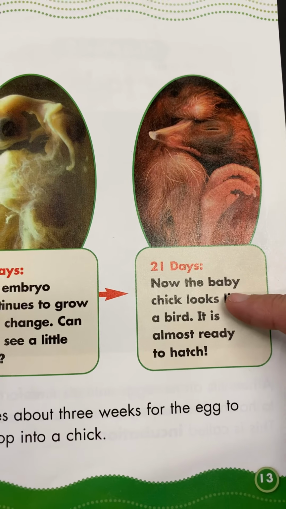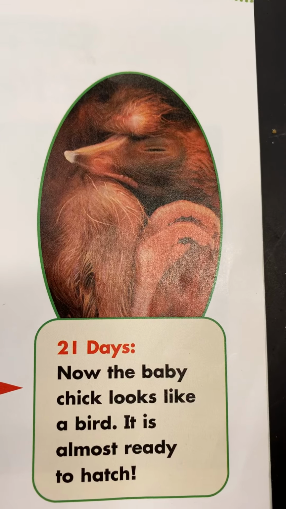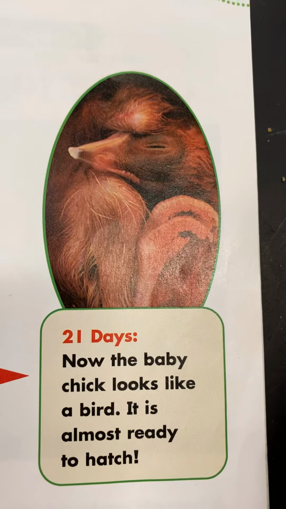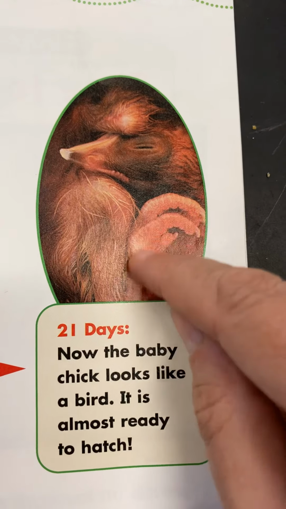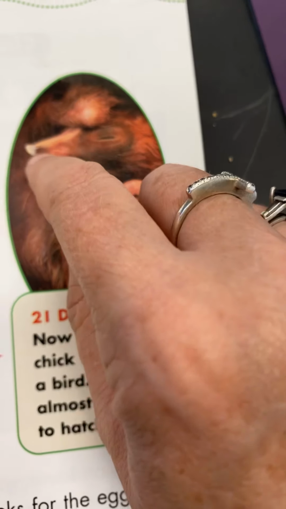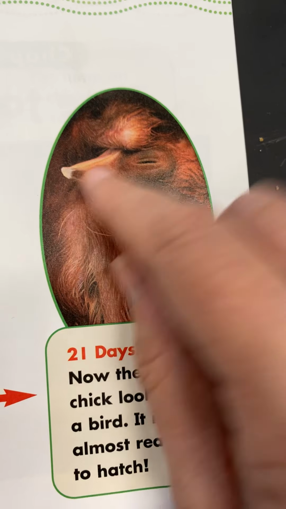In about 21 days, now the baby chick looks very much like a bird, and it is almost ready to hatch. And this is what it looks like, or would look like, all scrunched up inside that egg. It's amazing to think that they can be that scrunched up in there. Yeah, and you'll see here's a leg, and there's its beak. Its eyes are closed, and right there on the end of its beak, that's called an egg tooth. That little white thing.